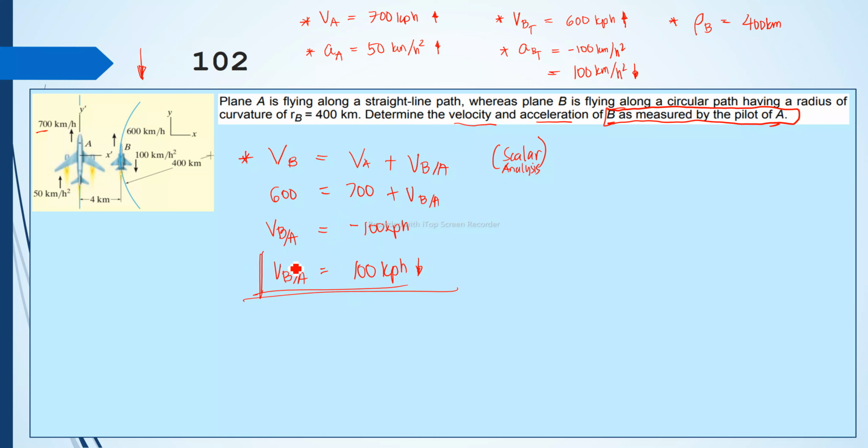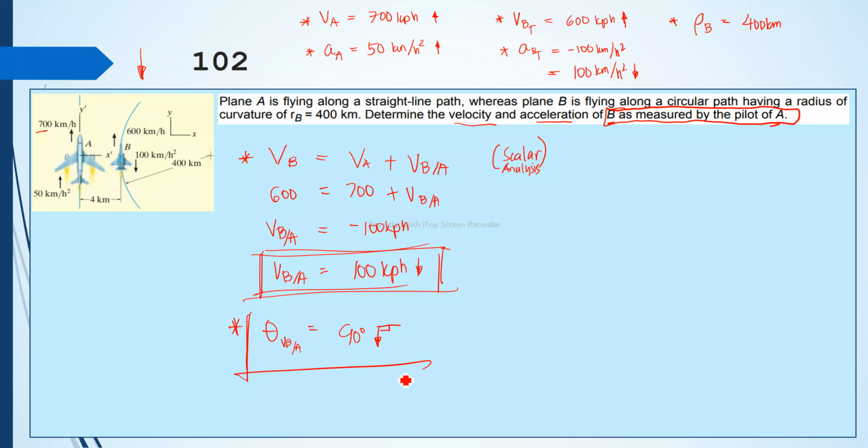So this is the magnitude of the relative velocity. As for its direction, since there is no x component, only a y component, it is just 90 degrees downward.